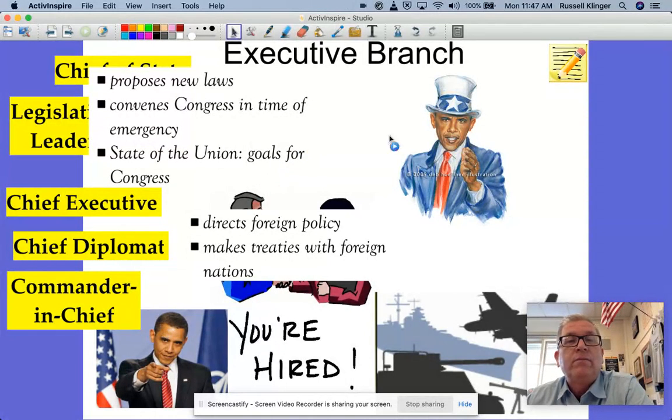The president, and I know this slide is a little old, it doesn't have Trump, has the power to what we call convene Congress in times of an emergency. So he can call Congress together to meet in the event of an emergency. He also has the power to deliver what's called the State of the Union. Every year, generally in January, the president will deliver a speech on the floor of the House of Representatives to all members of Congress, as well as the chief justices of the Supreme Court, his cabinet, and the heads of the military branches.